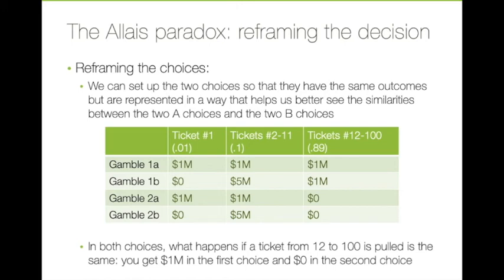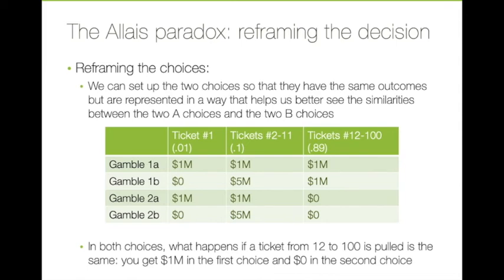Now let's look at gamble 2A. There you have an 11% chance of winning $1 million. So ticket 1 will land you with $1 million, and tickets 2 to 11 will land you with $1 million, but the rest give you nothing. And finally, in gamble 2B, the only tickets that give you a chance of winning are the 10, 2 to 11. Otherwise, you get nothing.